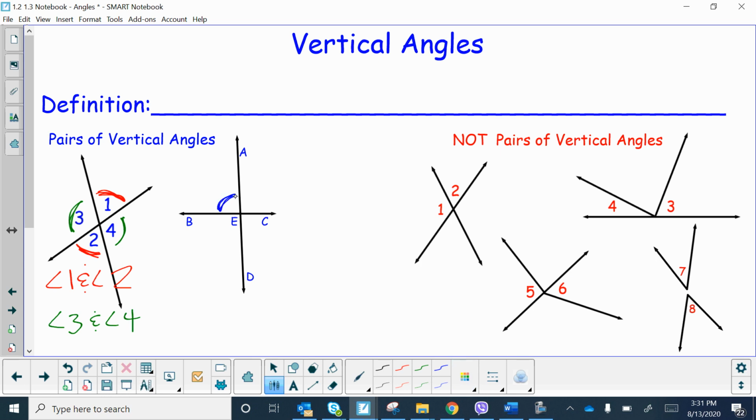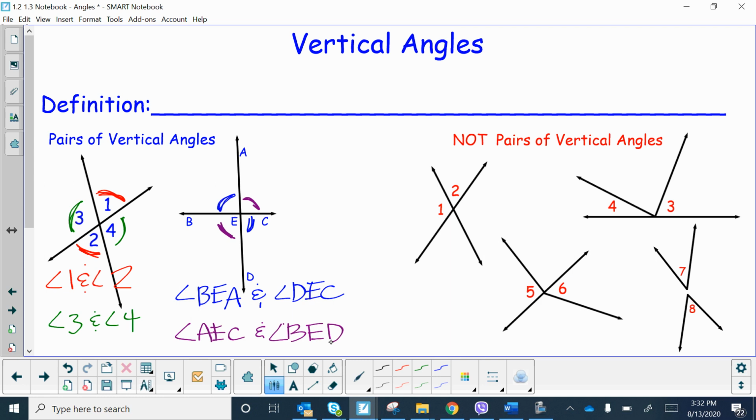This angle here, angle BEA, is vertical with angle DEC. So angle BEA and angle DEC, those are vertical. Okay, one more color. This angle here, and directly opposite of that, is angle AEC and BED. So angle AEC and angle BED. Okay, so those are all examples of vertical angles.